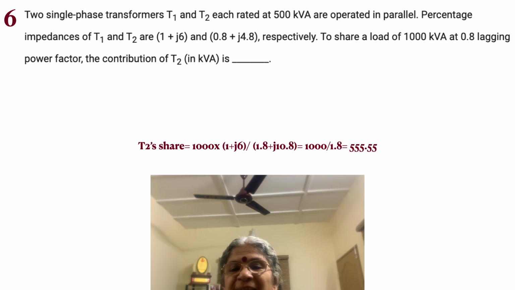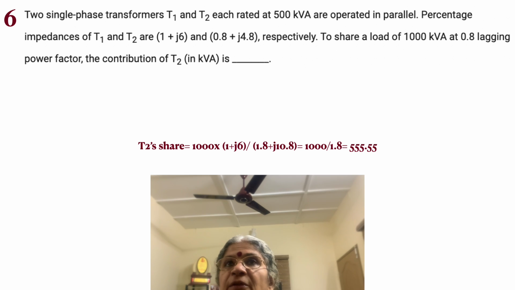Okay, please remember, if you multiply 1 plus J6 by 0.8, you get 0.8 plus J4.8. So this must be useful for you. This is the way that you plan your answers. To share a load of 1000 kVA at 0.8 lagging power factor, the contribution of T2 is asked. So what is T2's share?